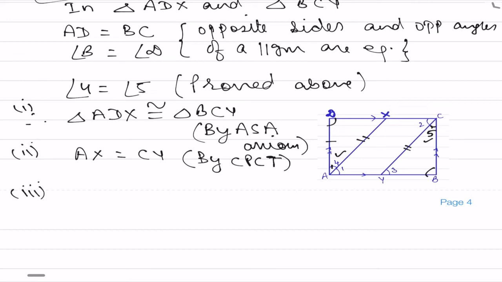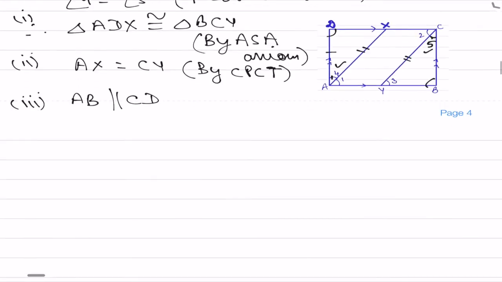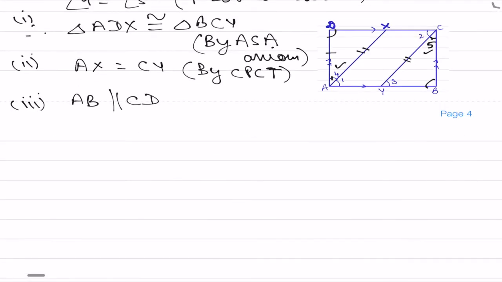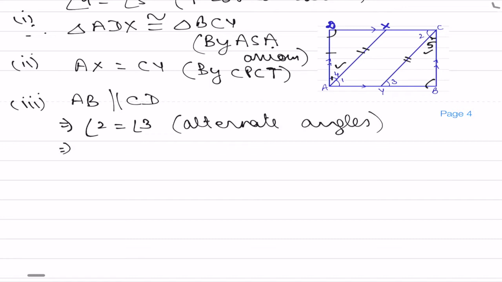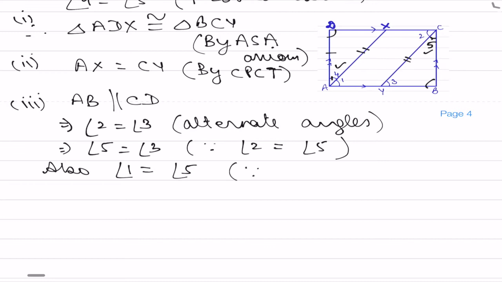For the third part, we can see that angle 2 and angle 5. We can see that AB is parallel to CD. Opposite sides of a parallelogram are parallel. That means angle 2 is equal to angle 3 because these are alternate angles. First, 2 is equal to 3. This implies angle 5 is also equal to angle 3 because angle 2 and angle 5 are equal. Also, angle 1 is also equal to 5 because both are halves of angle A as well as half of angle C.